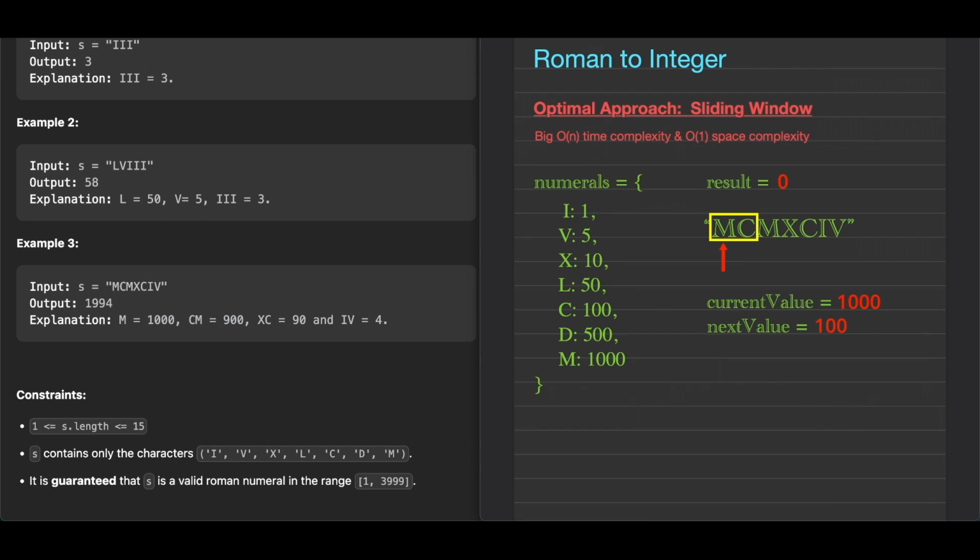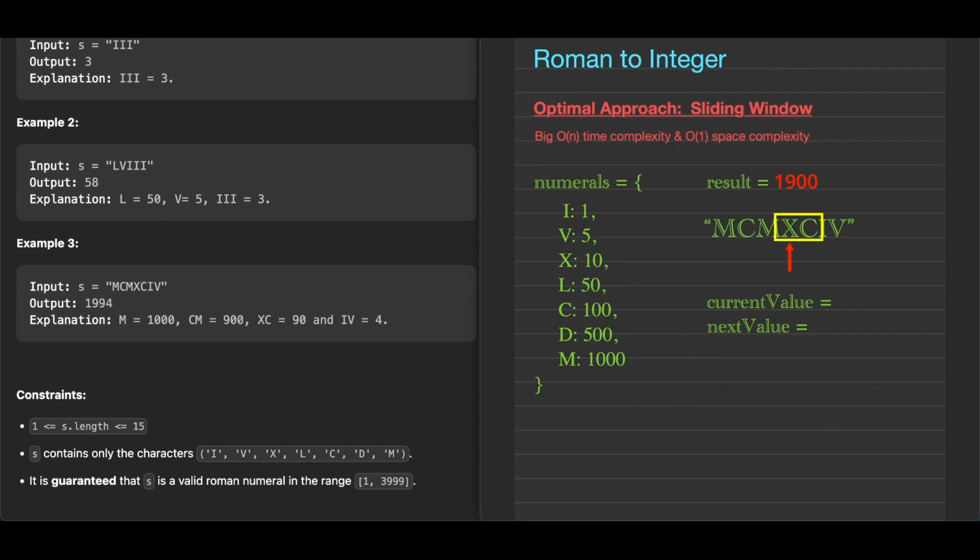So to start us off, we have a current value of 1000 and a next value of 100. The current value is greater than the next value, so we just add 1000 to the result. The for loop increments, and now we have a current value of 100 and a next value of 1000. Since the current value is less than the next value, we need to subtract. 1000 minus 100 gives us 900, and we add that to the result, which now equals 1900. Now in situations where we subtract, we also need to increment by 2 rather than by 1, because we accounted for both the current and next Roman numeral in this iteration.